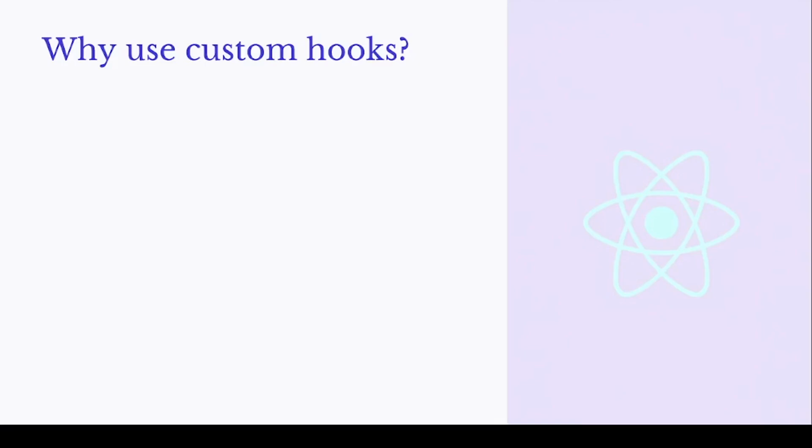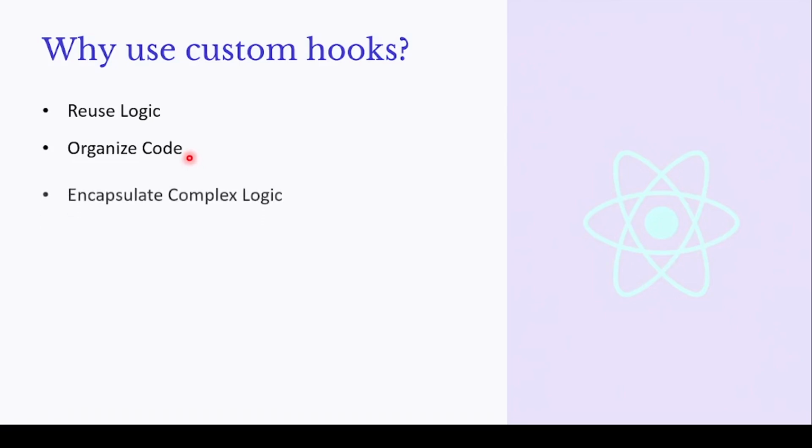Now why use custom hooks? The first reason is reuse logic. Instead of duplicating code, custom hooks allow you to define the logic once and reuse it across multiple components. They also help in separating and organizing your code within your application. Encapsulate complex logic. If a component has complex or repetitive logic, a custom hook can encapsulate that logic, making the component code simpler and more readable.